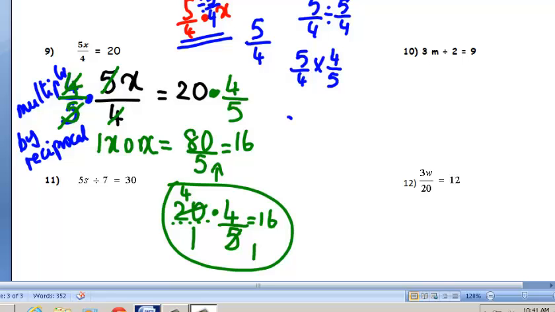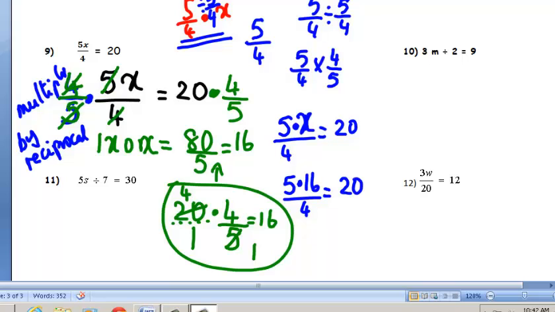Let's go ahead and plug it in. 5 times x over 4 equals 20. 5 times 16 over 4 equals 20. And now 4 goes into 4 once, and 4 goes into 16 four times. 5 times 4 is 20. 20 equals 20. Yes, it checks. Let's do the next problem.